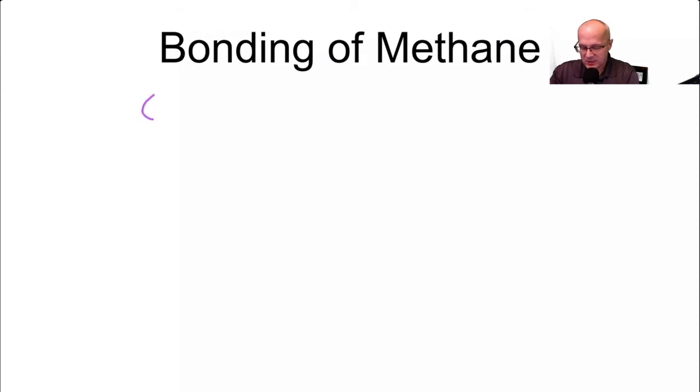Methane, CH4. I think everyone here probably knows what methane is. There we go. I'll make that a little bit prettier than that. There we go. Now this is sp3. I know that because there's no multiple bonds and there's 4 electron groups. So 4 electron groups, no multiple bonds, sp3. Here's how it's going to look.